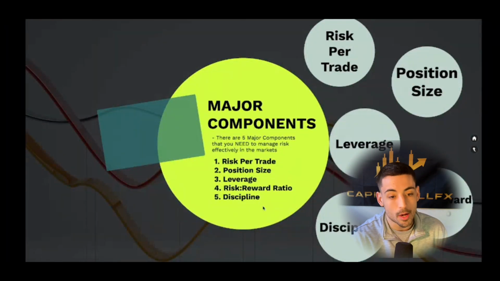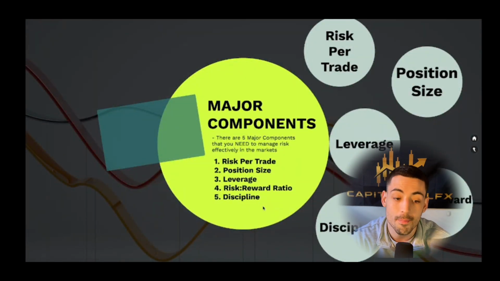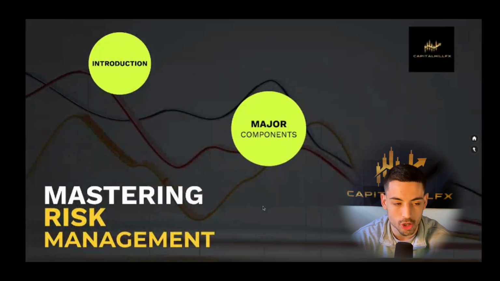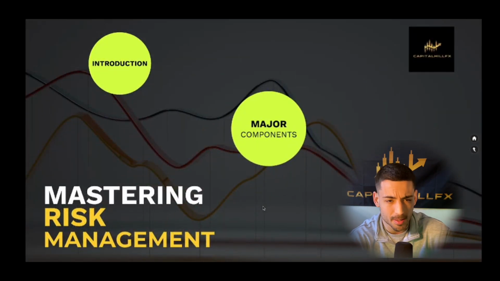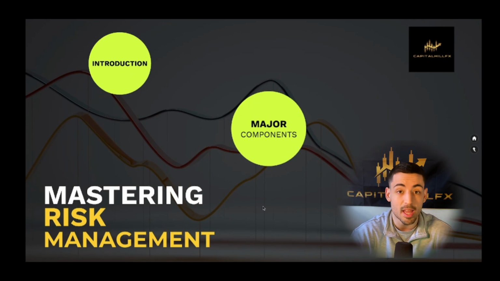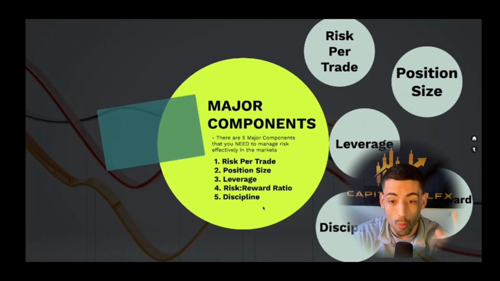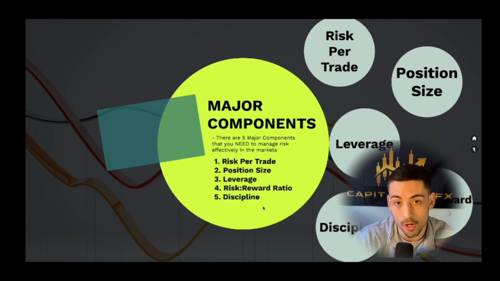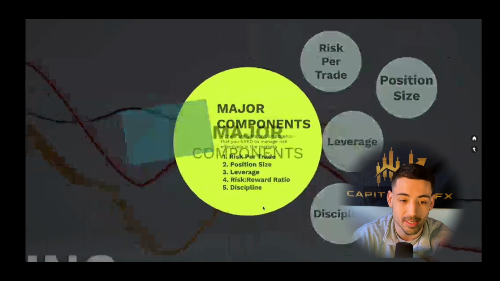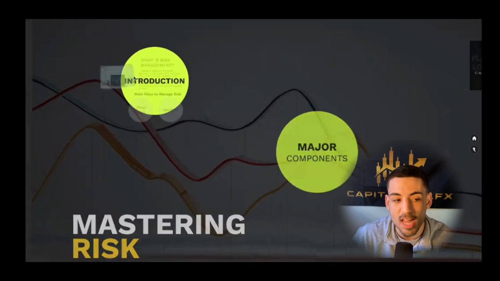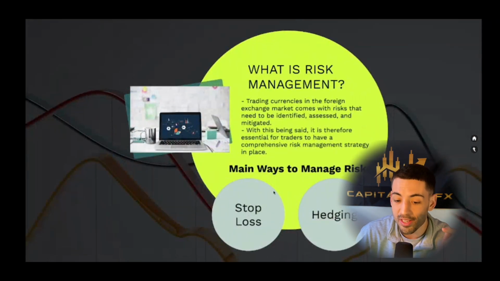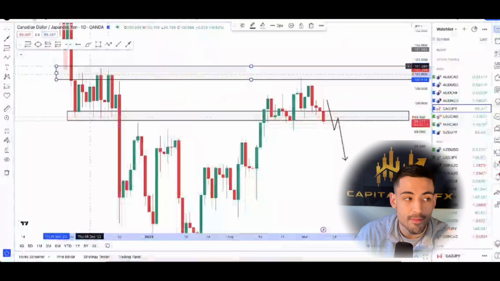And that is everything when it comes to the major components of managing risk in foreign exchange market. So just wrapping up, because a lot of you may see this and be like, Mike, there's not much here. Well, this is basically everything. Managing risk in the foreign exchange market is very simple. It's all of these components. What is your risk per trade? What is your position size? What is your leverage going to be? What is your risk to reward ratio going to be? And how disciplined are you going to be in the markets? And we'll go back to the stop losses. Are you going to utilize stop loss or hedging? Which one of these are you going to use? And make sure you have everything else figured out.